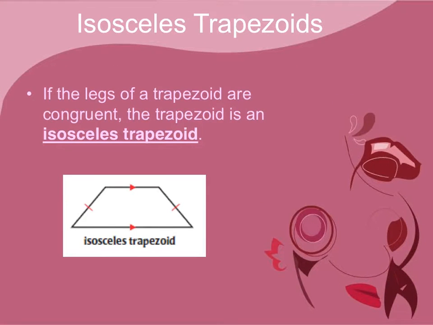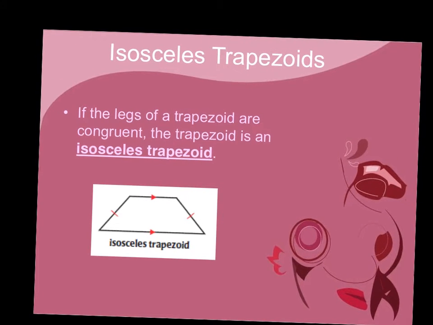An isosceles trapezoid is a trapezoid in which the legs are congruent. Are these called leg angles? No, they're both called base angles. They're just in pairs. An isosceles trapezoid is where the legs are congruent.